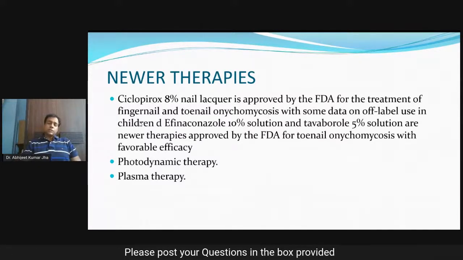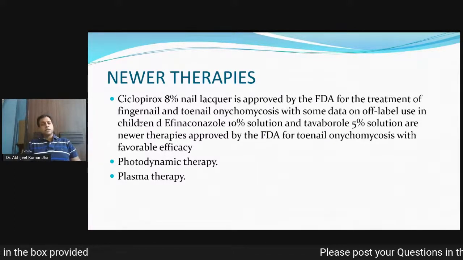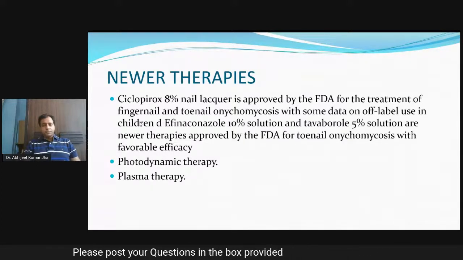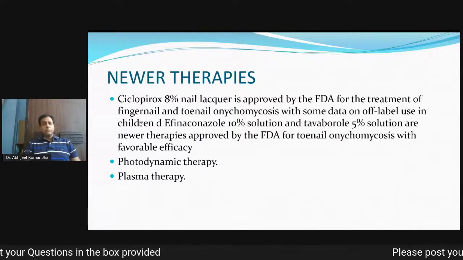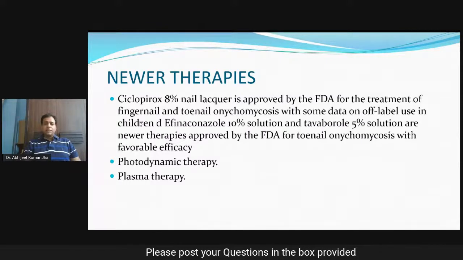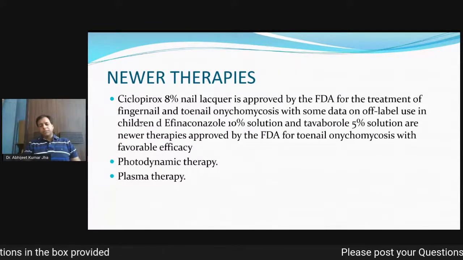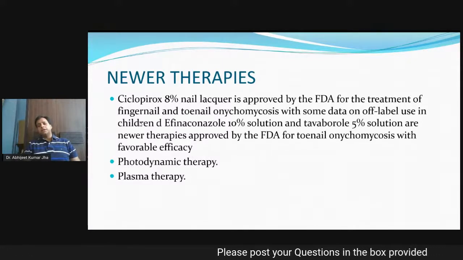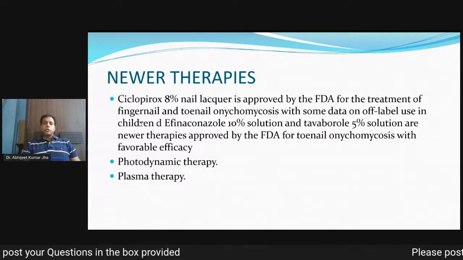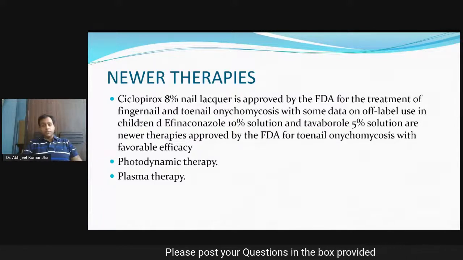The second, which is being tried these days, is photodynamic therapy. In this therapy, a photosensitizing agent is applied, and visible light like methylene blue around 625 nanometer is used, and it generates free radicals and reactive oxygen species that damage the cells of the fungus. So this is actually a trendy treatment, and this may be coming up in a few days from now.